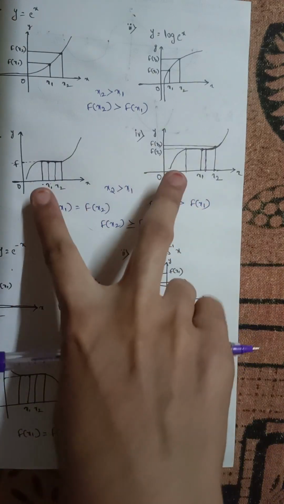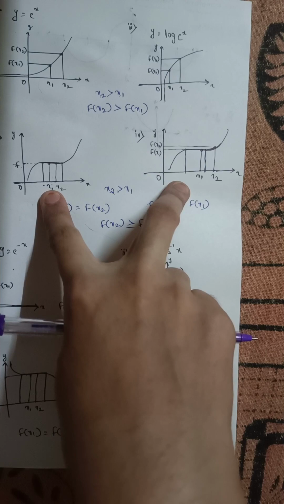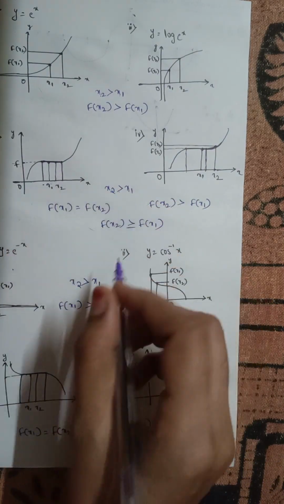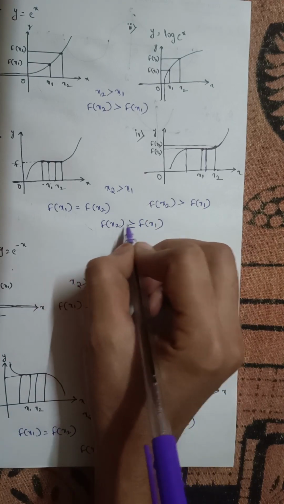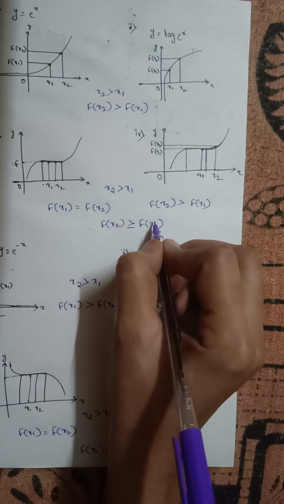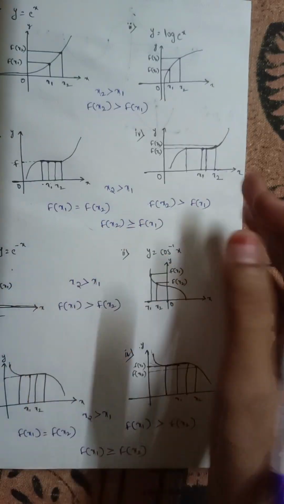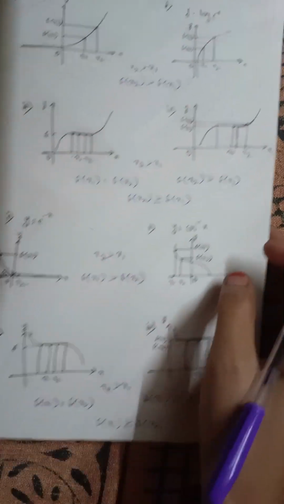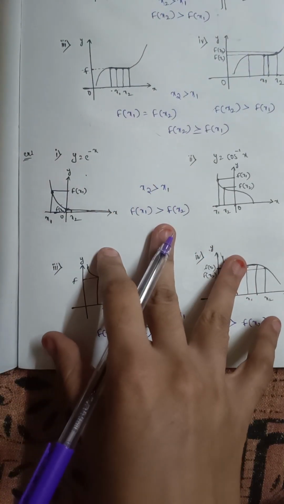So in increasing functions there is a chance of a constant function. So we write f of x2 is greater than or equal to f of x1. So sometimes the function values are equal, and sometimes one function value is greater than the other. And these are the examples for decreasing functions.